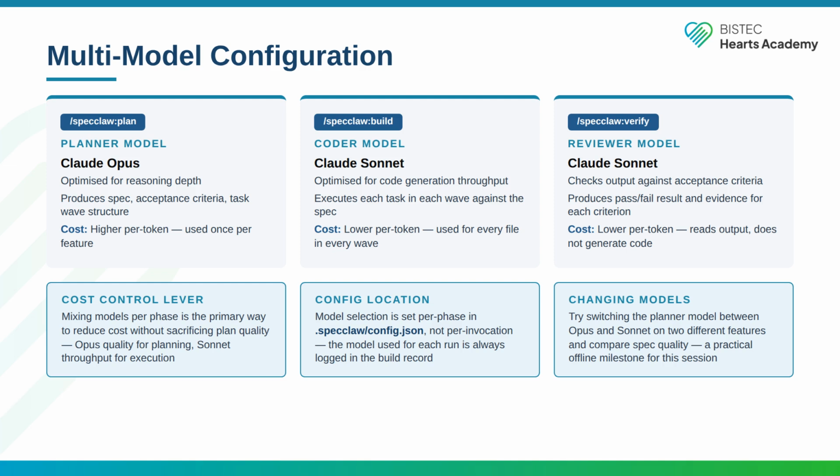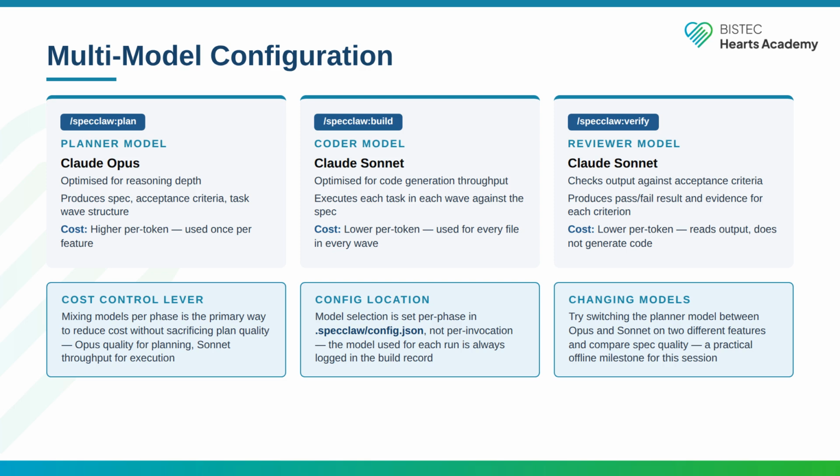default. It executes every task in every wave. The cost is lower per token, and it runs many times across all the files in all the waves. The reviewer model, used during /SpecClaw verify, reads the build output and checks it against acceptance criteria. Claude Sonnet by default. It does not generate code, it reads and evaluates. Mixing models per phase is the primary cost control lever in SpecClaw, without sacrificing plan quality.